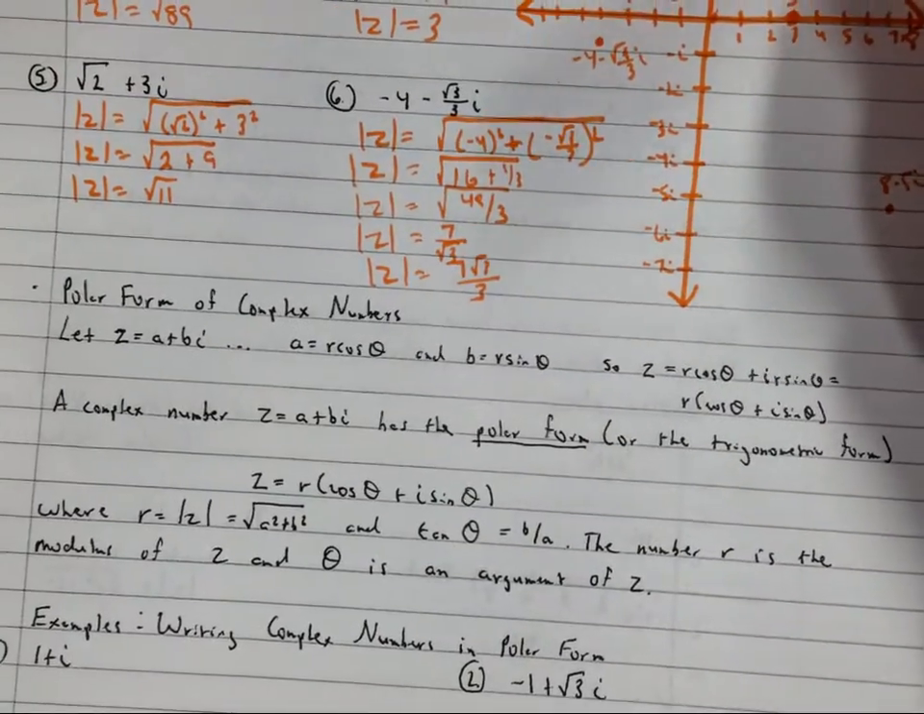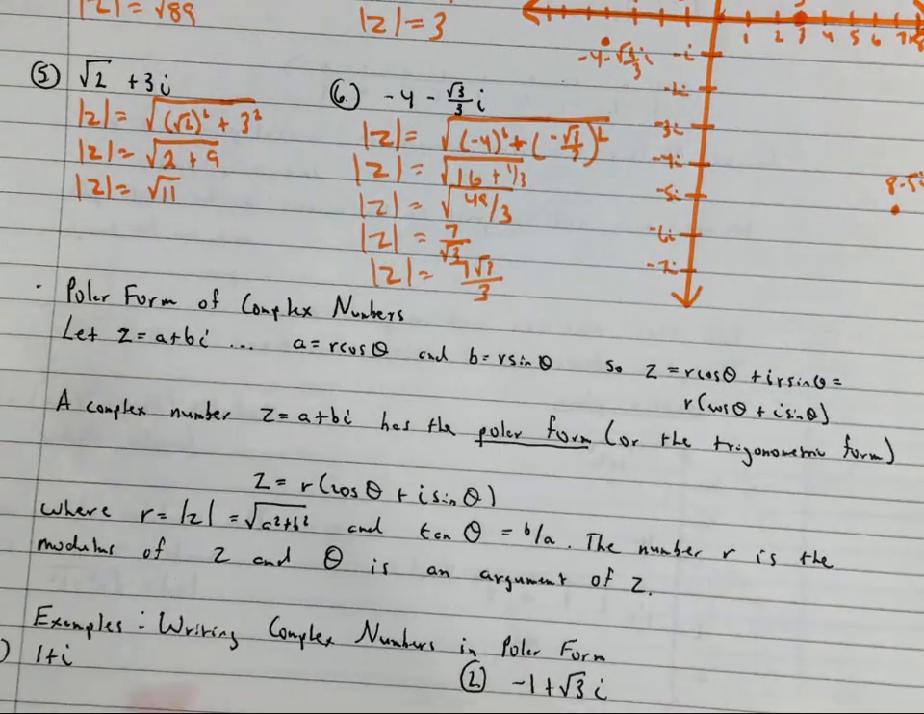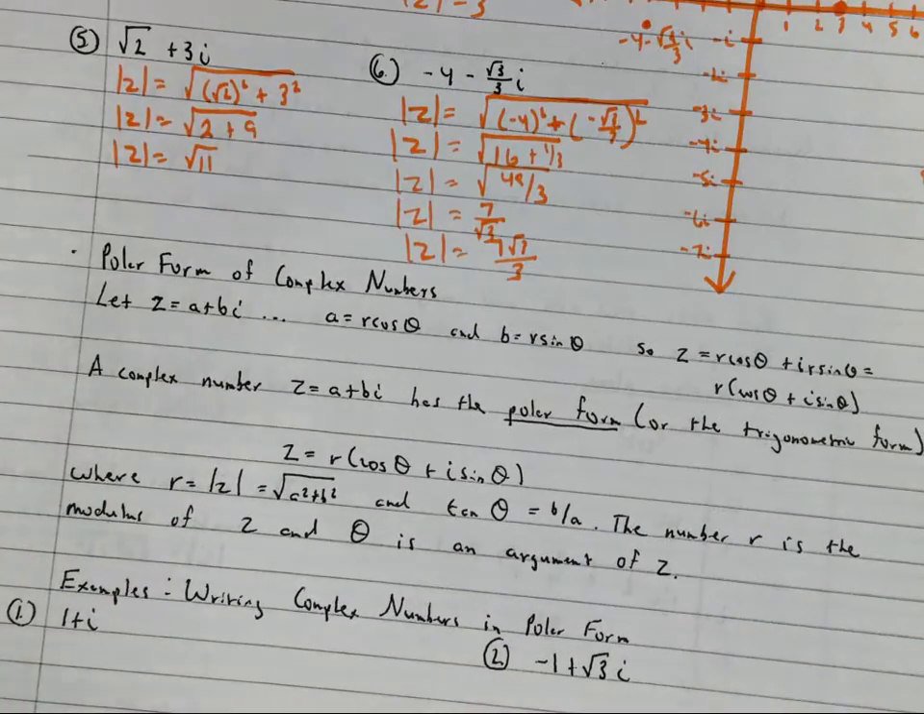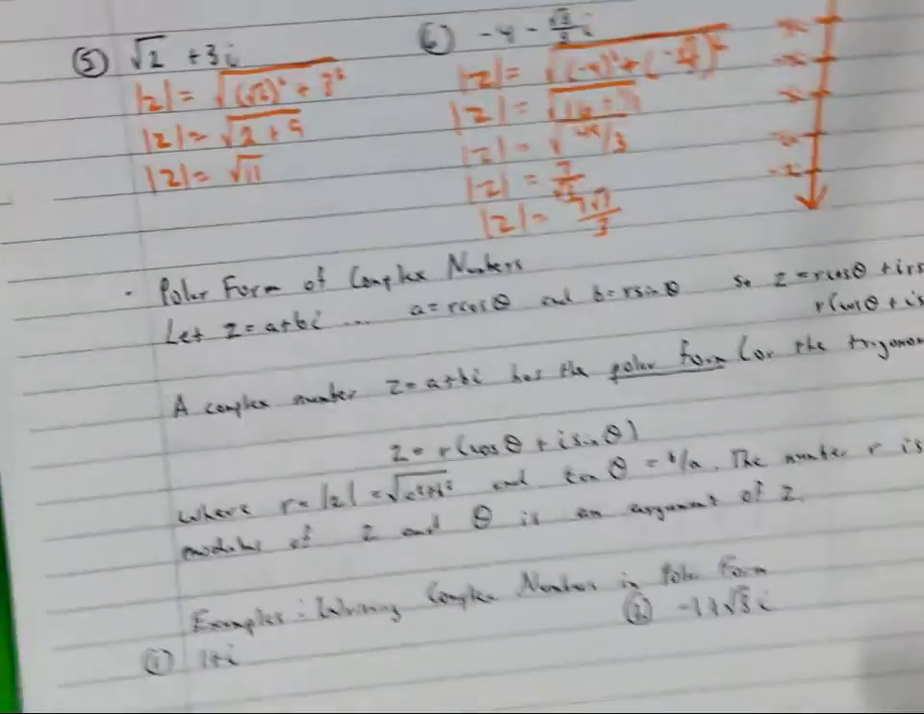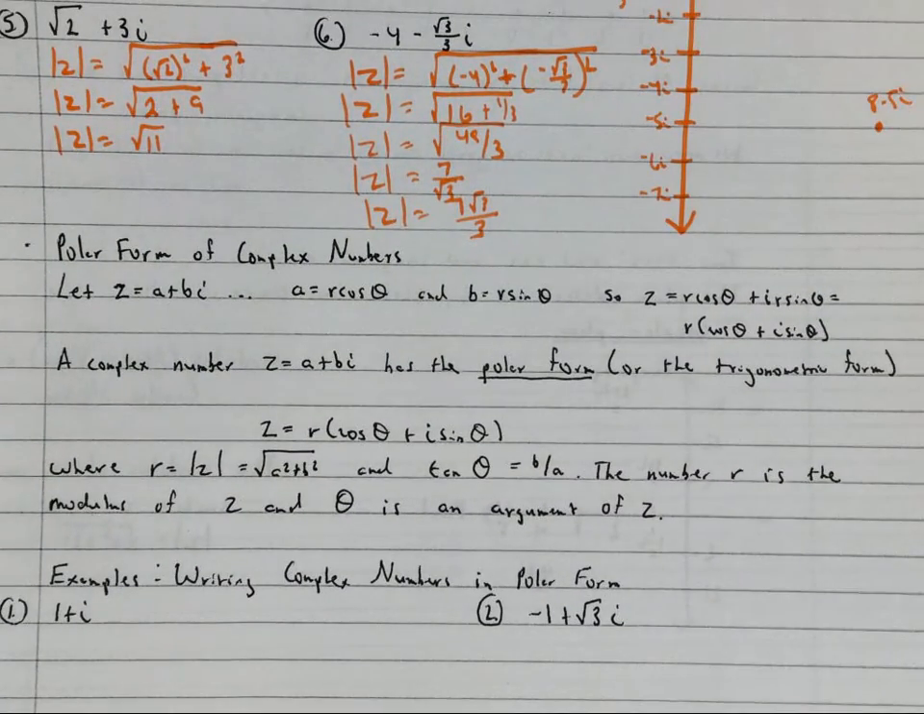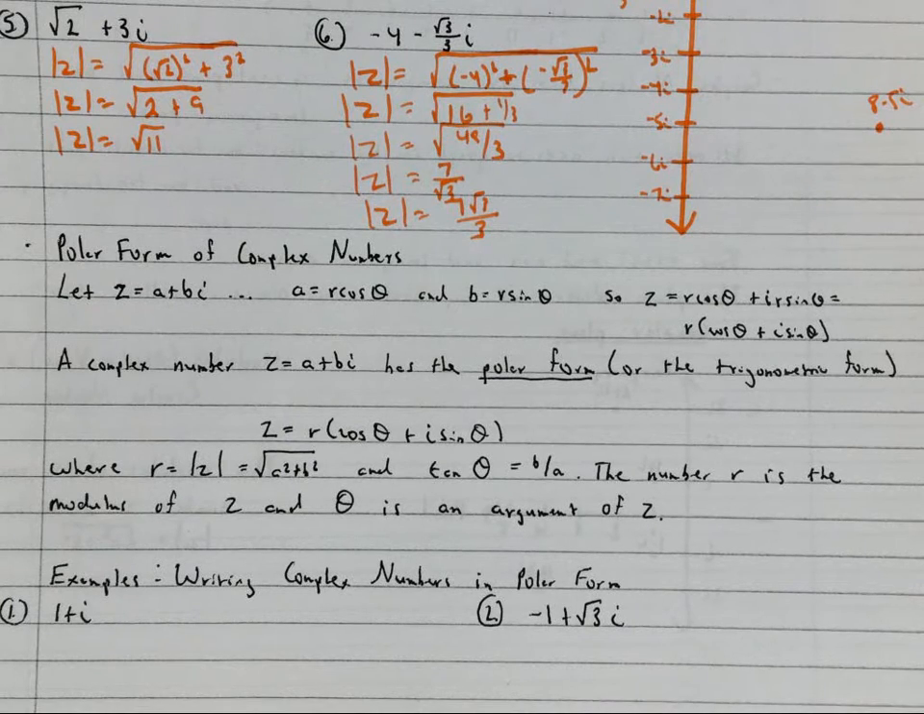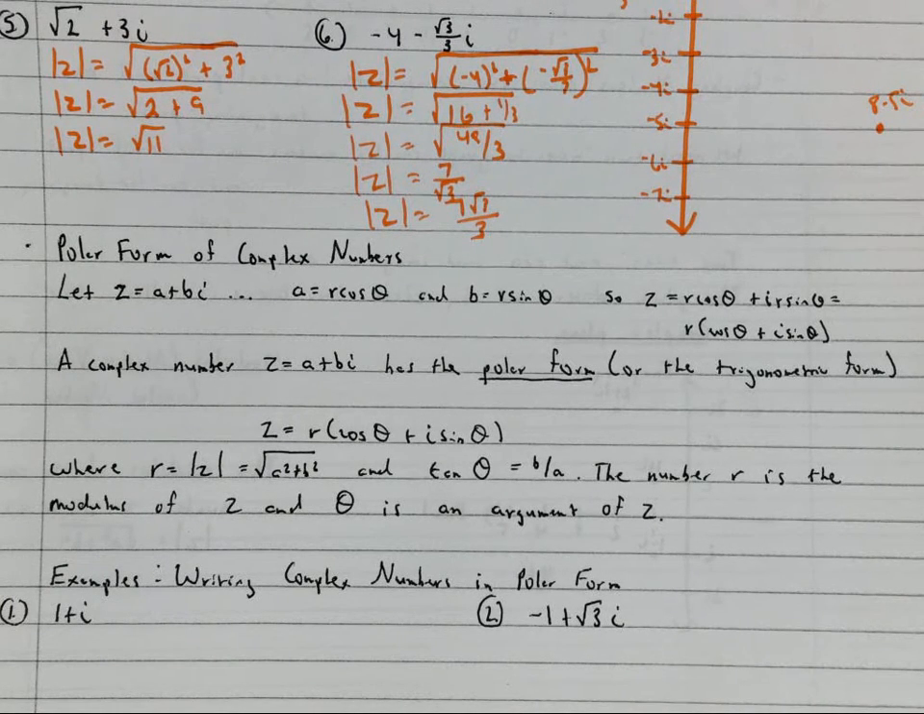Polar form of complex numbers. That's our learning target. If you don't have these notes, that's in the yellow thing. So our first learning target: I can write complex numbers in polar form.